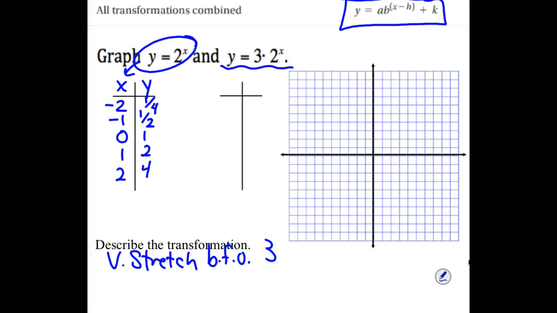Okay, let's go ahead and plot those. So at -2, we're at 1/4. At -1, we're at about 1/2. 0, 1. 1, 2. And 2, 4. Looks like a basic exponential curve, right? Exponential growth.